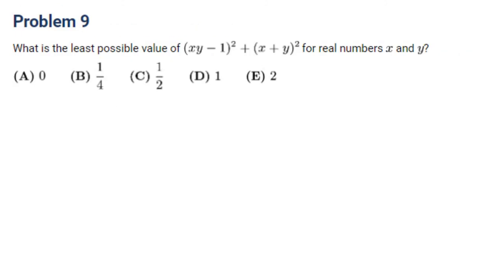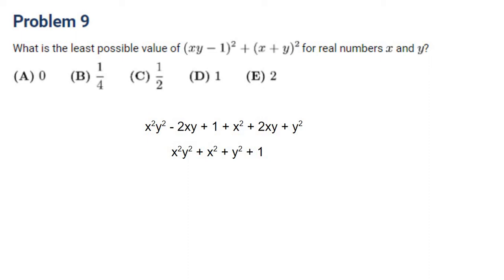Problem number 9. What is the least possible value of (xy minus 1) squared plus (x plus y) squared for real numbers x and y? So what we're trying to do in this problem is simplify this expression. The way to simplify this is to first distribute everything. So it becomes x squared y squared minus 2xy plus 1 plus x squared plus 2xy plus y squared. Then, because the 2xy's cancel out, we can simply make it x squared y squared plus x squared plus y squared plus 1.